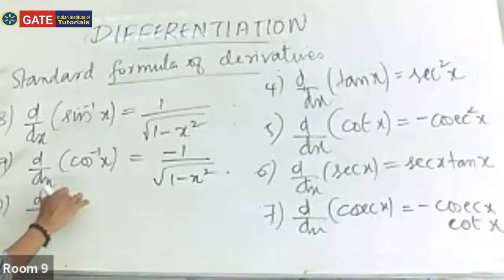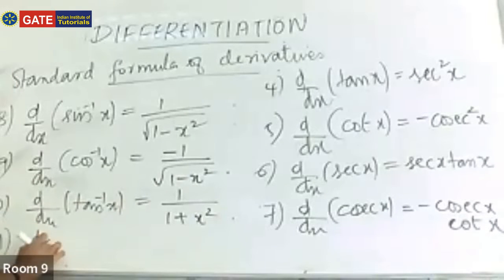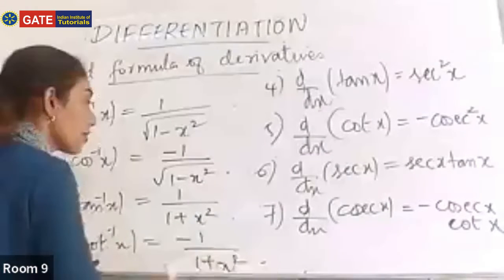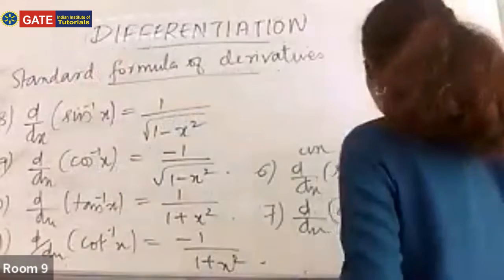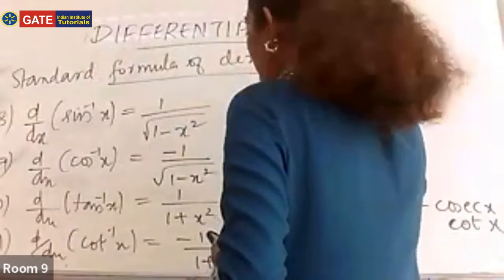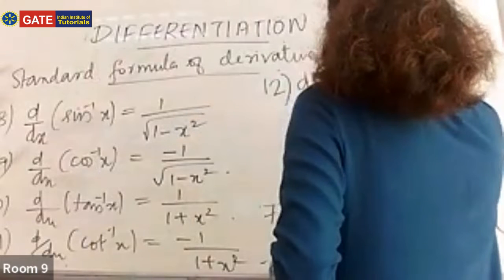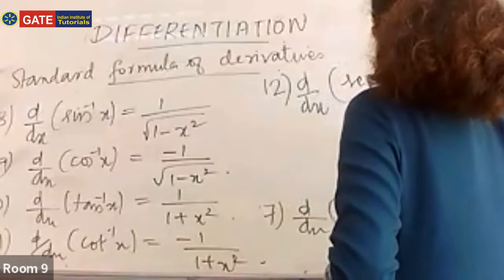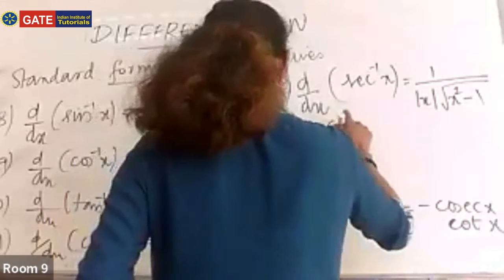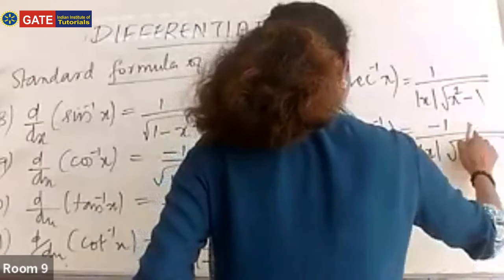Then derivative of tan inverse x is 1 by 1 plus x square. Derivative of cot inverse x is minus 1 by 1 plus x square. And derivative of sec inverse x is 1 by mod x root of x square minus 1. Then derivative of cosec inverse x is minus 1 by mod x root of x square minus 1.